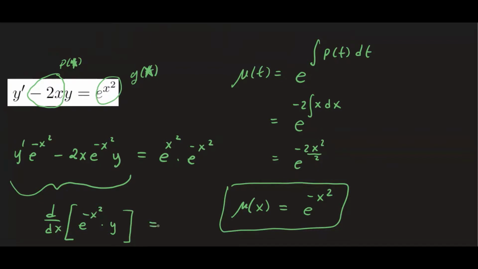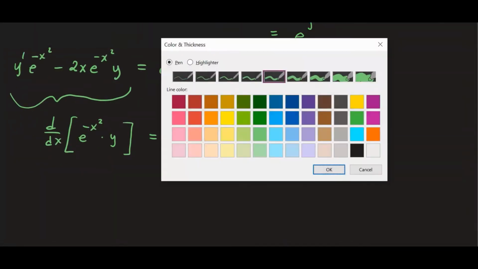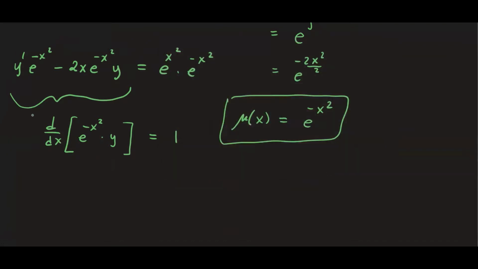If I combine the exponents on the right-hand side, we have e to the x squared times e to the negative x squared, so they cancel out. It's just e to the 0, which is 1. Now, our goal is to solve for y, so we're going to go ahead and integrate both sides with respect to x.